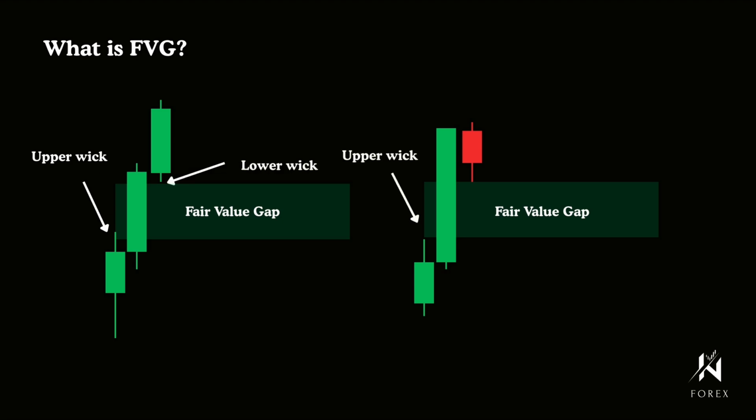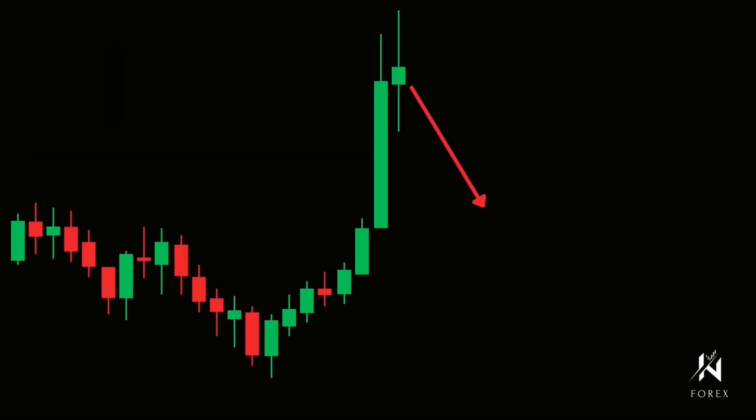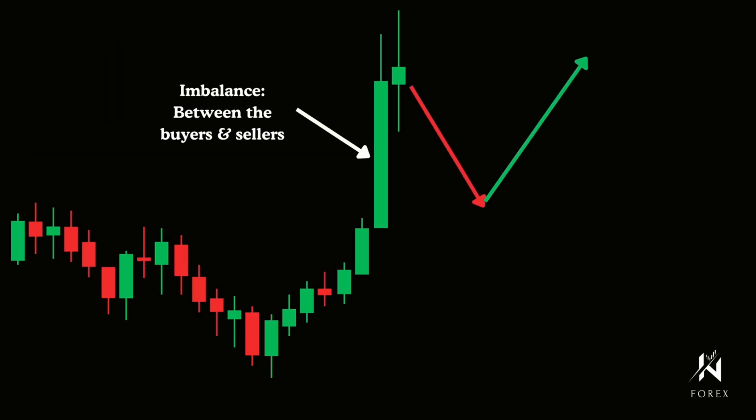Typically, this gap indicates a buy-side imbalance, where buying pressure overwhelms selling, often triggered by institutional activity. This sudden momentum leaves behind an inefficient price range, and the market usually revisits it to fill that gap for smart money traders. Spotting the fair value gap should be your go-to move as soon as you open your chart.